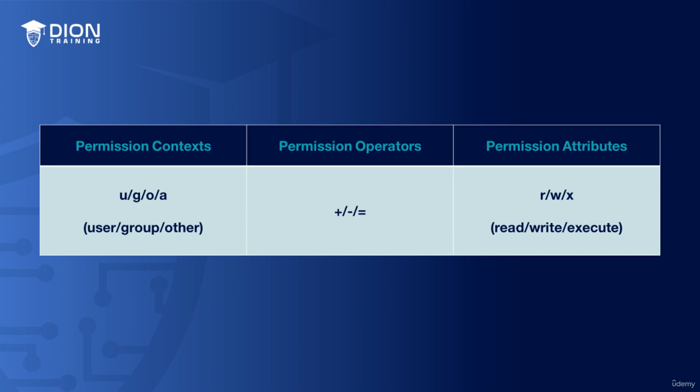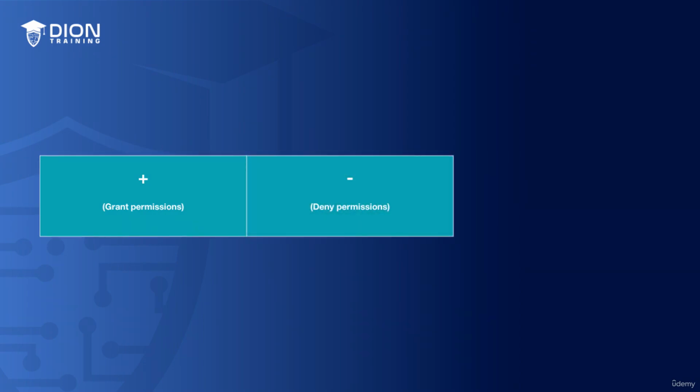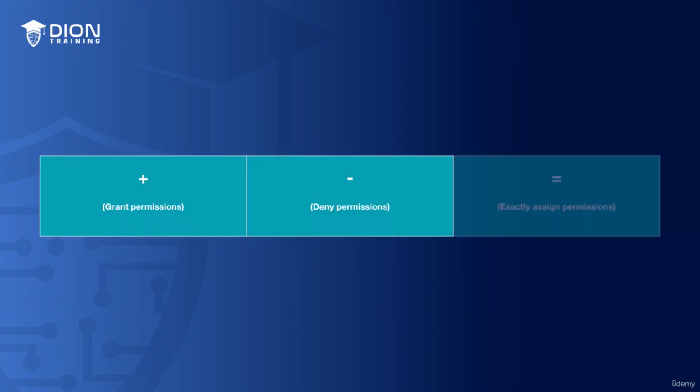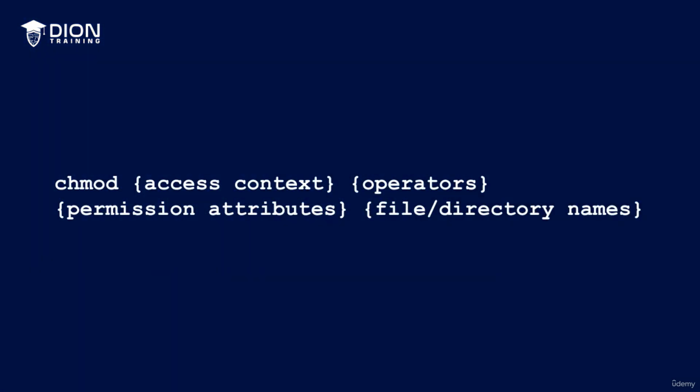Permission operators are going to be used to determine whether permission is granted or removed. If you're using a plus sign, this grants permissions. If you're using a minus sign, this is going to deny permissions. And if you use the equal sign, it's going to assign the permissions exactly as provided, instead of doing an addition or a subtraction of permission levels. In symbolic mode, you can use the chmod command by entering chmod, the access context, the operators, the permission attributes, and the file or directory name.